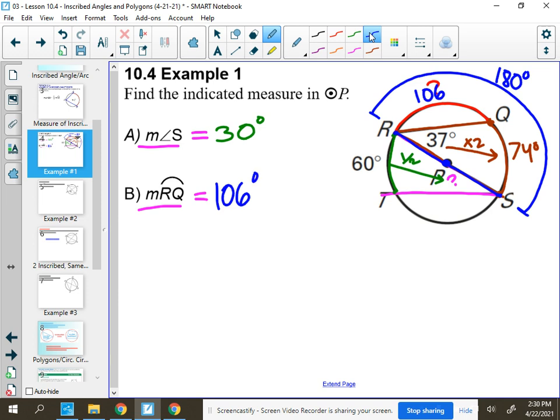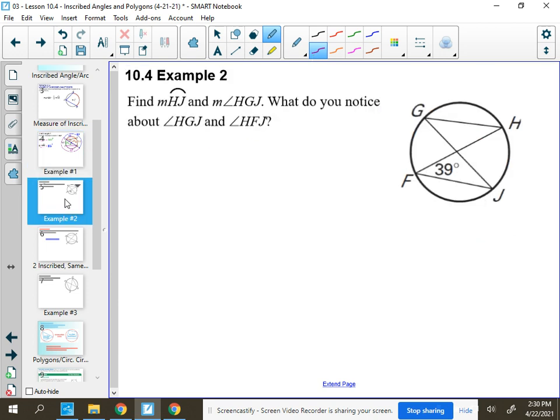Could we have found, I know it didn't ask, could we find this one down here if we wanted to? Sure. Same logic, that we've got another semicircle here. So I could go 180 minus 60 and say this is 120. It didn't ask, but it very well could have. Oh, look at all that marking. Looks crazy. So hopefully you follow there. Jump right into example 2, which will lead into our next kind of shorter note.